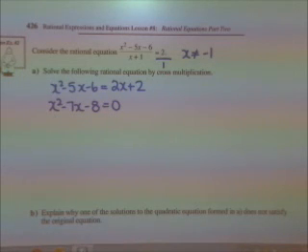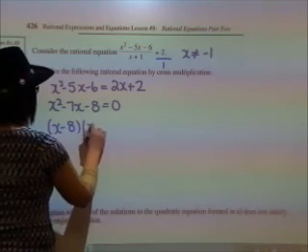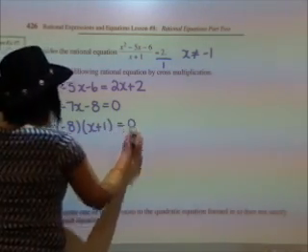How do we solve quadratic equations? Factor it. So we check to see if we can factor it. If we can't factor it, then we would try to use the quadratic formula. So can you give me two numbers that multiply to negative 8 and add to negative 7? Negative 8 and 1. So I get x minus 8 and x plus 1 equals 0.